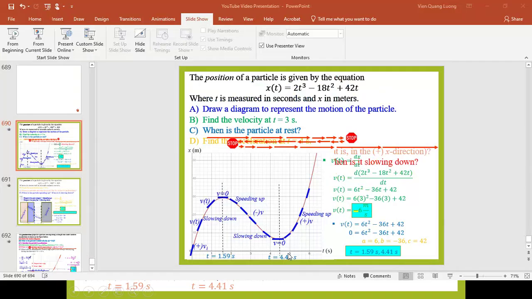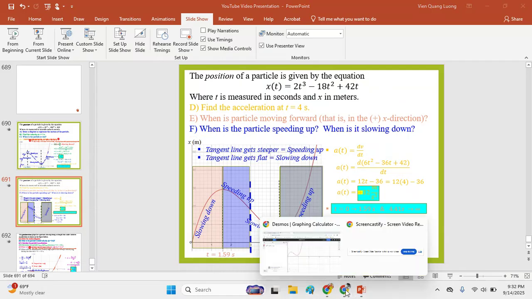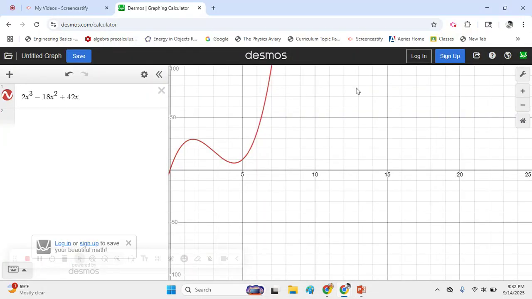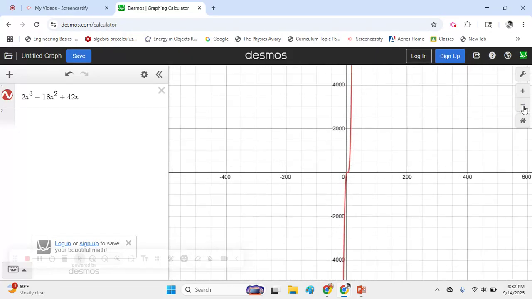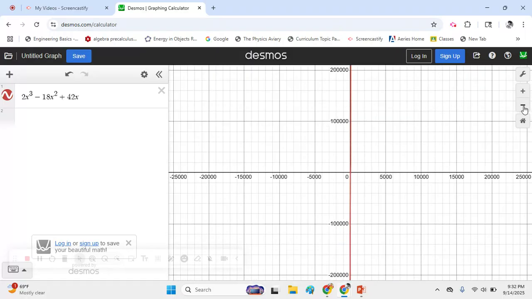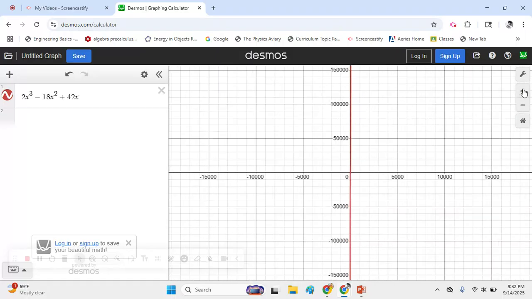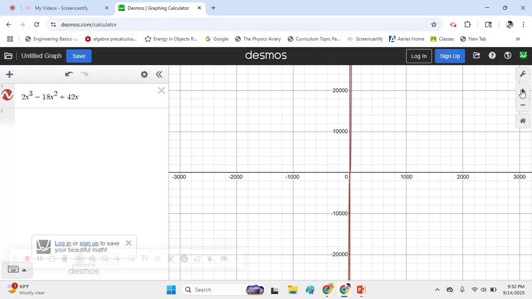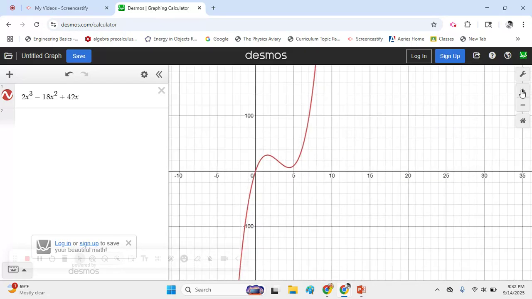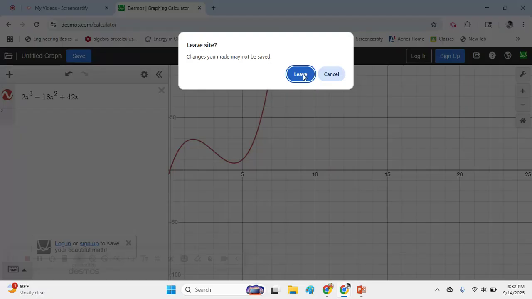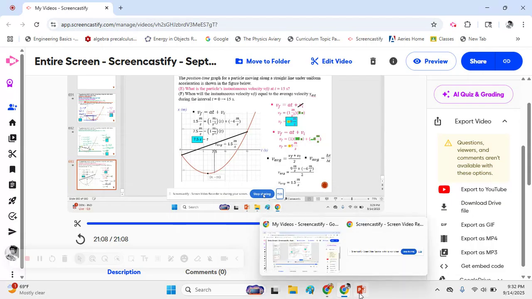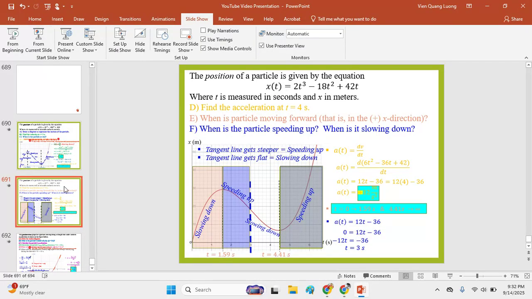So let me just exit the screen once again, and then let me show you this. All right, so here's the graph. Again, as you can see, I plotted the function here. And if I keep zooming out and zooming out, as you can see, the function never quite turned around again. So it keeps on going and going, right? Therefore, I can safely say that it's from 4.41 to an infinite amount of time, okay? Let me get back to this. So that's that.